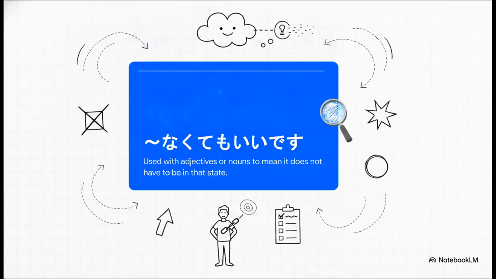At the core of all this is the phrase nakutemo ii desu. When you pair this with adjectives or nouns, you're basically saying it doesn't have to be a certain way. It's a definitive and really polite way to completely remove pressure or requirements from a situation, object, or environment.